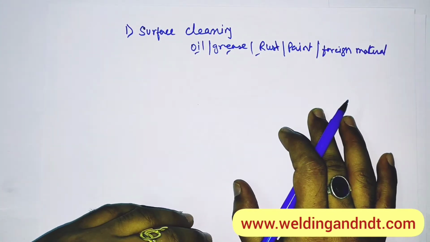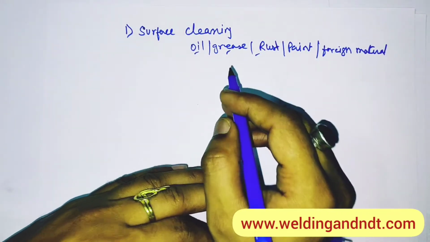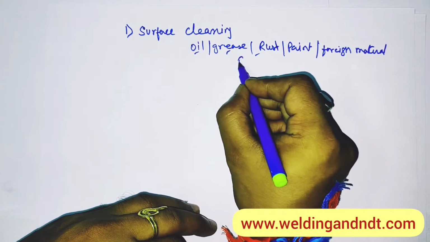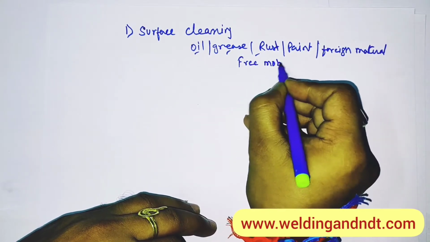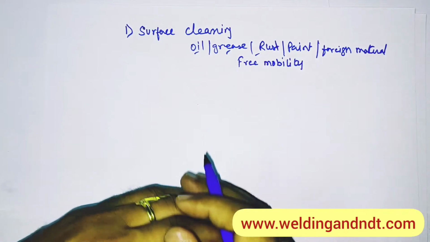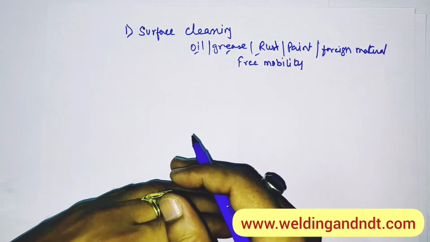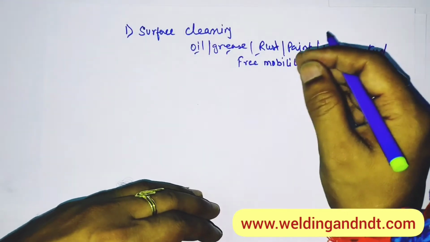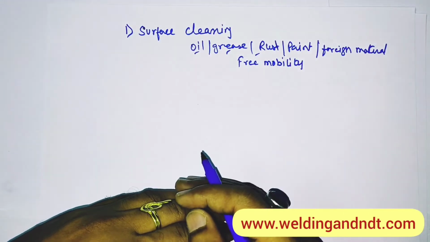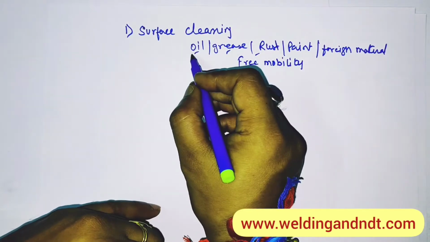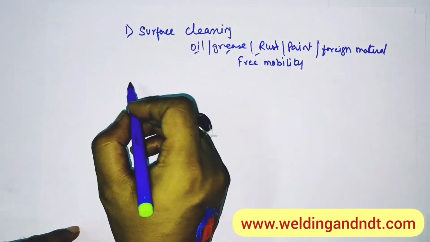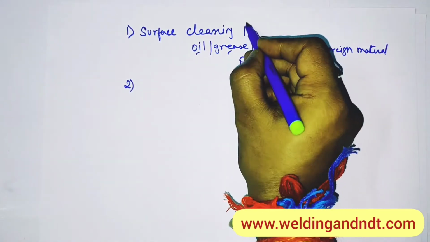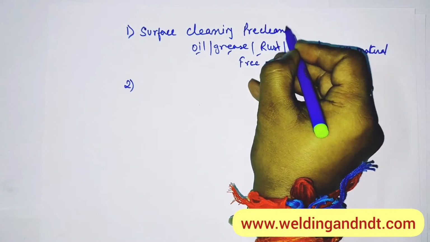And why should the surface be free from foreign materials? It should be free from foreign materials to provide free mobility of the particles. See, we will use dry particles or wet particles for magnetic particle test. So those particles must freely flow on the surface. So in order for them to freely flow, the surface must be free from foreign materials. This can also be called pre-cleaning, meaning before the test you are going to clean.